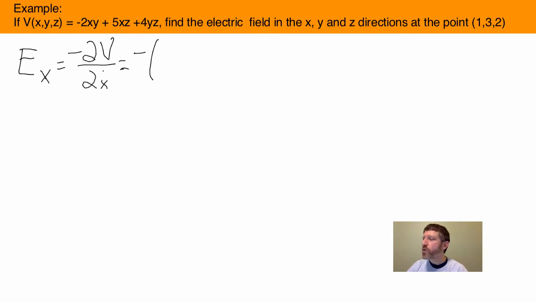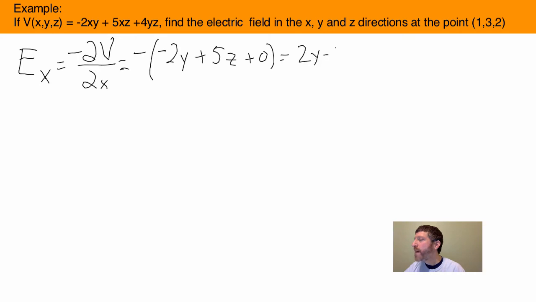Remember, to take the partial derivative, we just take the derivative with respect to x, but we pretend that y and z are just constants. If that is the case, then this will be negative 2y is our derivative. Plus, take the derivative of this with respect to x, and then just pretend that z and 5 are constants, and you get plus 5z. And with this last term here, oh, there's no x. Derivative of a constant, those are all constants, is just 0. So that gives us positive 2y minus 5z.